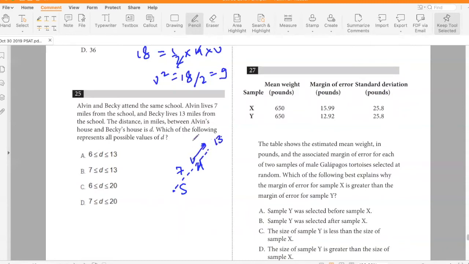So the minimum distance between them could be 6. And let's say she lives here. So the maximum distance between them could be 20. So the distance could be between 6 and 20.